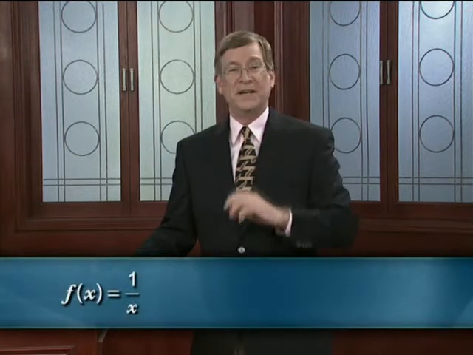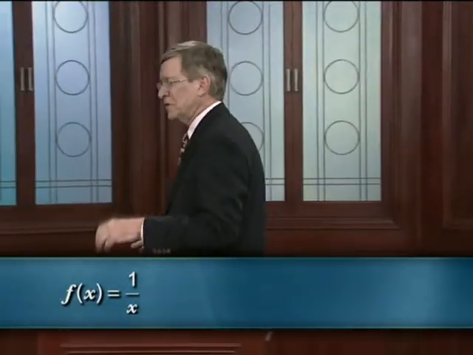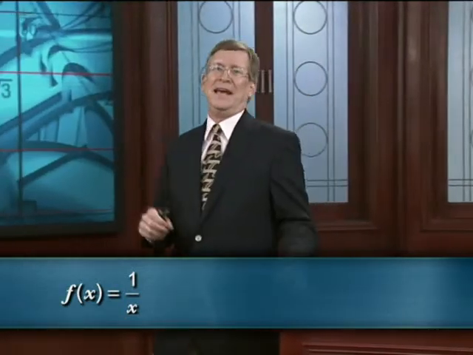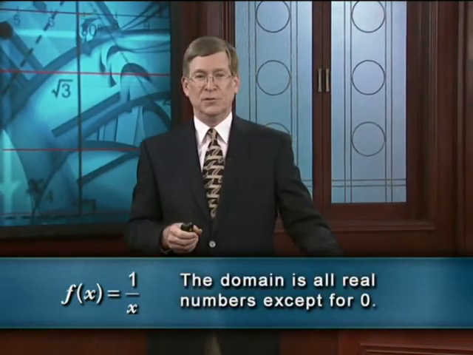So what does a rational function look like? What's the graph of a rational function? What attributes does it have? Well, let's look at perhaps the simplest example of a rational function, f of x equals 1 over x. And let's ask some good questions. What's the domain? Well, clearly x cannot be 0. So the domain is all real numbers except for 0.